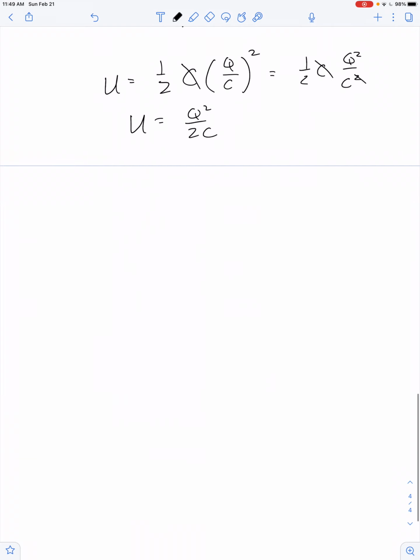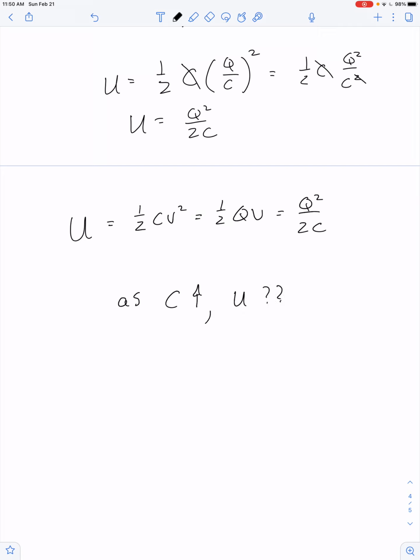All right, so let's summarize here. The potential energy stored in a capacitor is either 1/2 CV squared, 1/2 QV, or Q squared over 2C. Now this is kind of interesting, isn't it? As capacitance goes up, what happens to potential energy? Well, this first equation would lead you to believe that it goes up, whereas this third equation would lead you to believe that it goes down. Well, that's kind of a mystery. I'll let you think about that on your own, and we'll solve that mystery in a future video lesson.